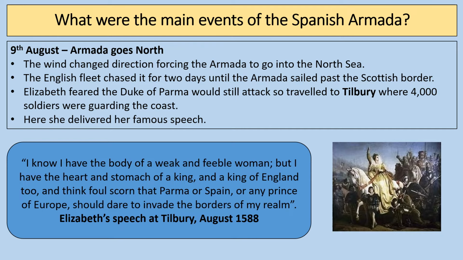Elizabeth still feared that the Duke of Parma would attack, so she travelled to Tilbury in Essex, where 4,000 soldiers were guarding the coast and protecting London, and that's where she delivered her very famous speech. "I know I have the body of a weak and feeble woman, but I have the heart and stomach of a king, and a king of England too, and think foul scorn that Parma or Spain or any prince of Europe should dare to invade the borders of my realm." One of the most famous speeches that Elizabeth made during her reign.